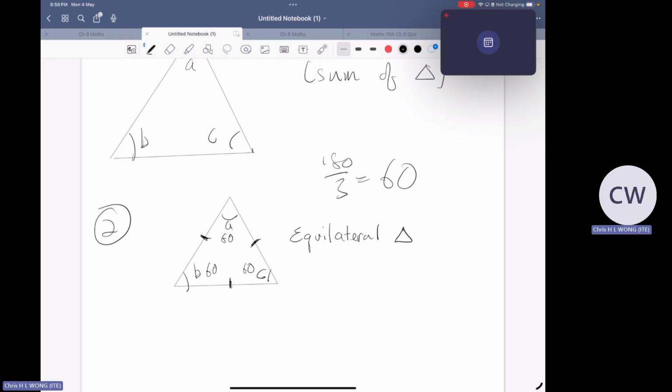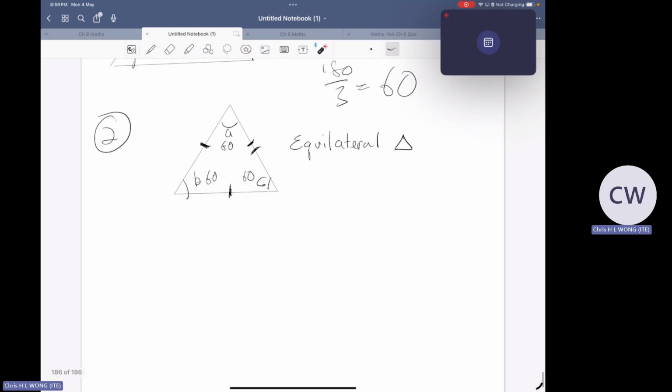So one tick means the same. But if I put one tick on one side and two ticks on another, they are not equilateral. Only two sides are the same, okay? If I put two ticks, one, then the other one, that means they are not equilateral. It means only this side and this side are the same. This type of triangle means this angle and this angle must be the same.